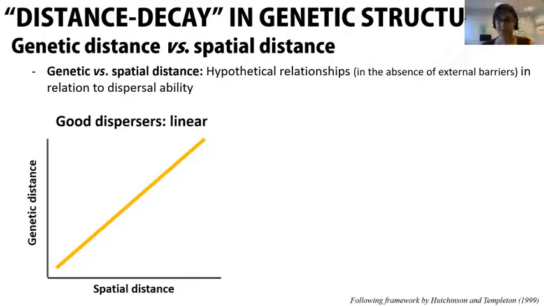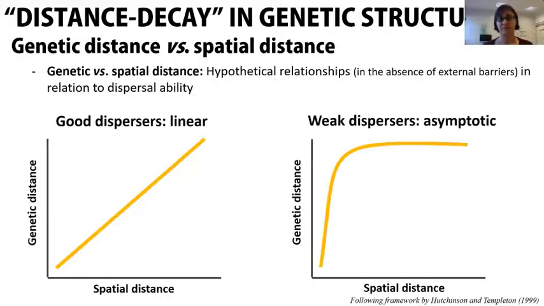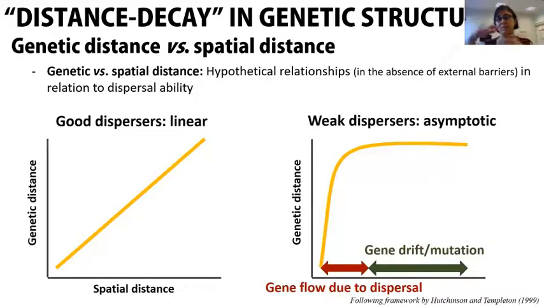they clearly explained that we would expect a linear relationship between genetic and spatial distance in the case of good dispersers. But in the case of weak dispersers, the relationship would be asymptotic, because we would observe gene flow due to dispersal when there is an increase in the curve, while when we reach the asymptote, those are populations that are evolving independently, and it will be the result of gene-driven mutation.